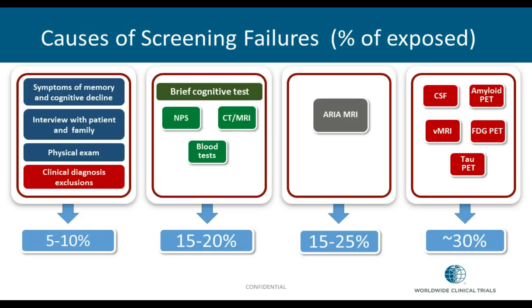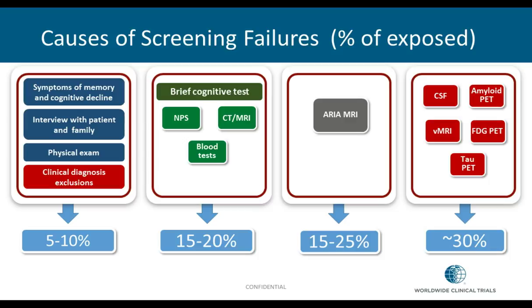So what are basically causes of screening failures in clinical trials with Alzheimer's disease? So you can see that 5 to 10% of all screening failures are belonging to the group of symptoms of memory or cognitive decline, interview with patient, physical examination, and also exclusion of clinical diagnosis. The second group of screening failures are belonging to brief cognitive tests, neuropsychological investigation, routine CT or MRI, and finally blood tests.